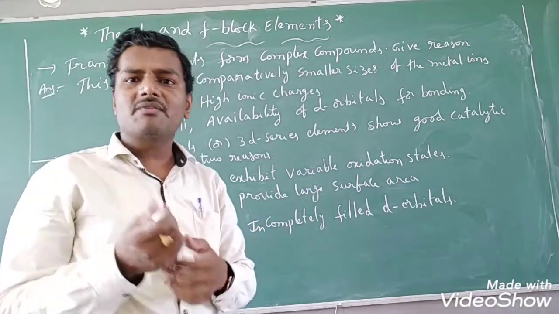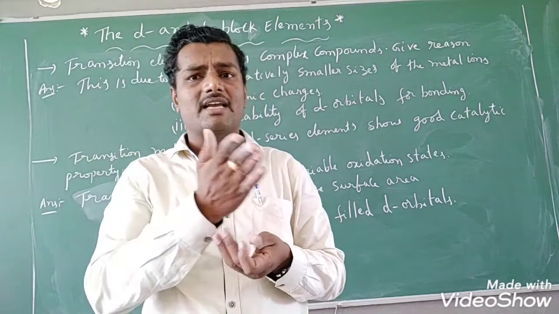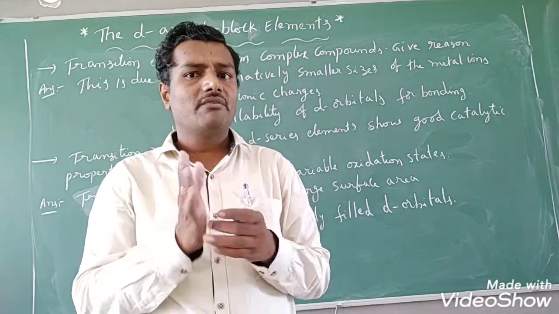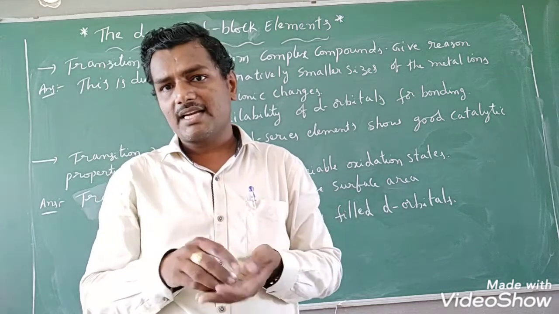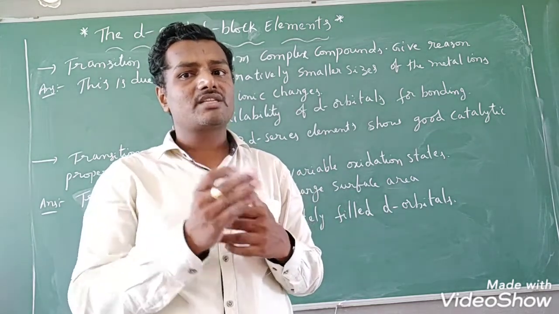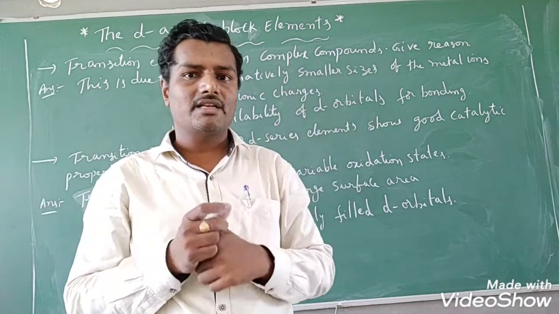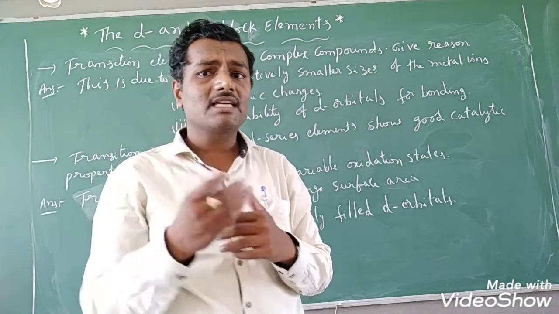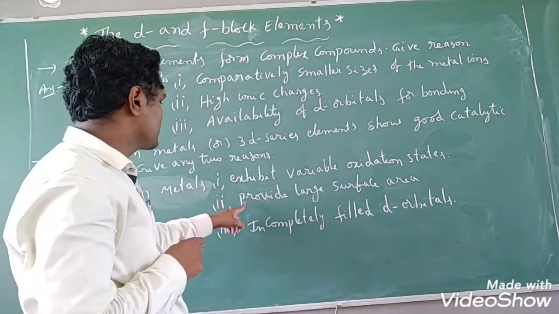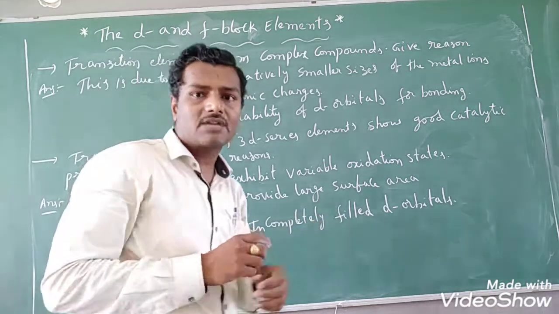And we know already some of the 3D series elements act as good catalysts. Suppose in the manufacture of ammonia, which catalyst we use? Iron acts as a catalyst, right? In the similar manner, in hydrogenation of oils, nickel acts as a catalyst, right? Like that we have some of the catalysts. So they exhibit variable oxidation states, and one more is they provide large surface area.